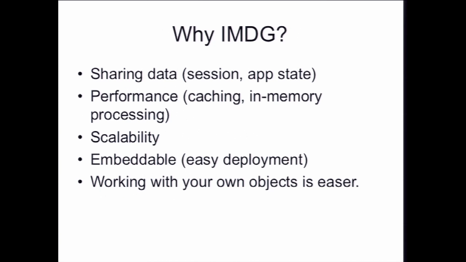Why do we need that? Because applications do need to share data. For example, in the case of session clustering, or application state sharing. Also, a very common use case would be distributed caching, obviously, for performance. Also, you store data into the grid, and then you process in parallel. We see that a lot in financials, doing Monte Carlo simulations, or life sciences, doing a lot of modeling.